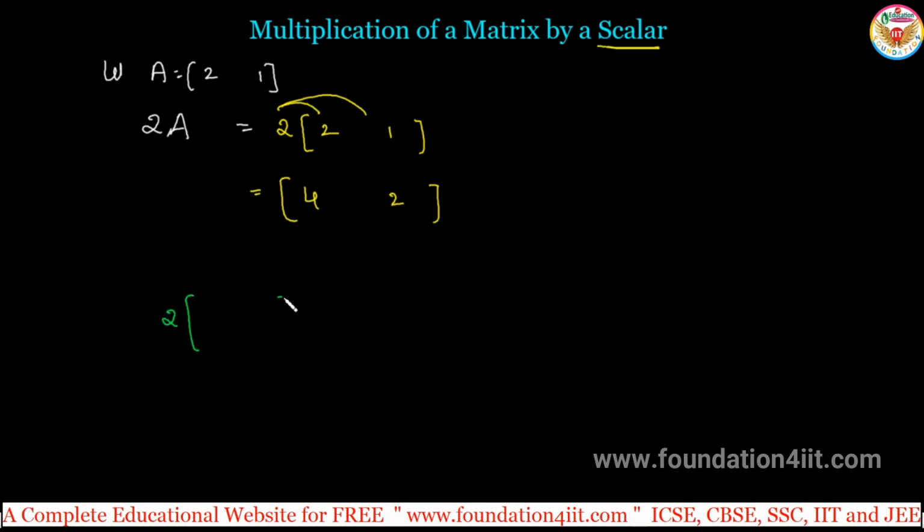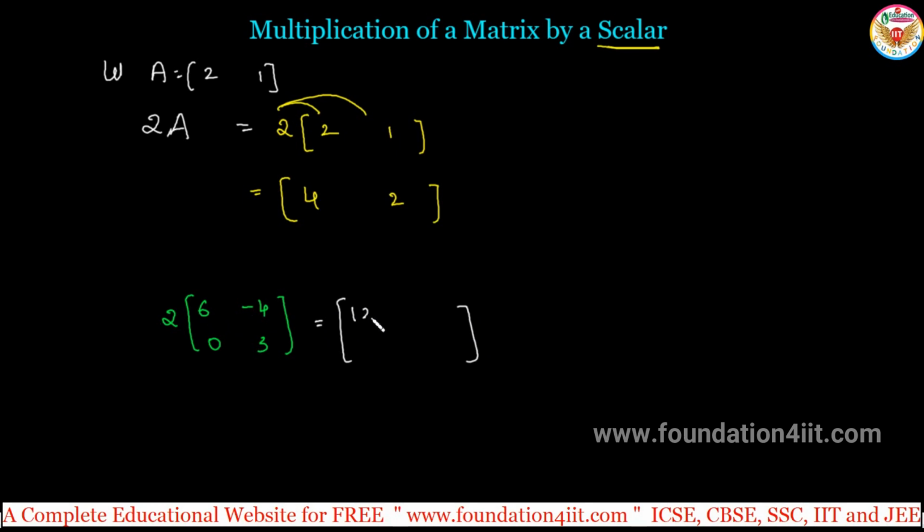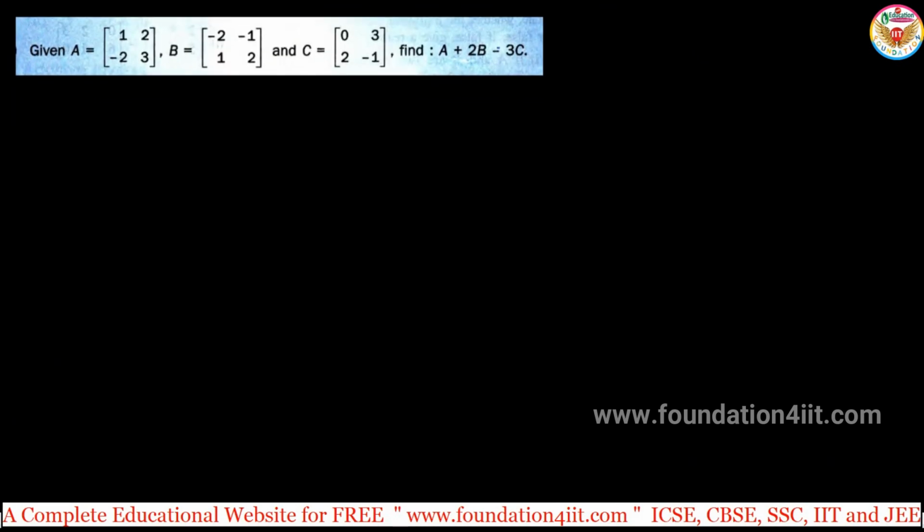2 times the matrix [6 -4; 0 3]. The meaning of this is the matrix and 2 is a scalar. We should multiply every element with this 2. Here is 2 rows 2 columns, so the result also will get 2 rows and 2 columns. 2 sixes are 12, again 2 into minus 4 is minus 8, 2 times 0 is 0, and 2 threes are 6. So this is the resultant matrix of multiplication by scalar. Let us see the problems, how this concept will come.